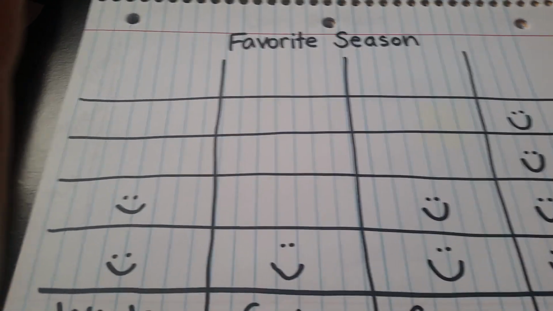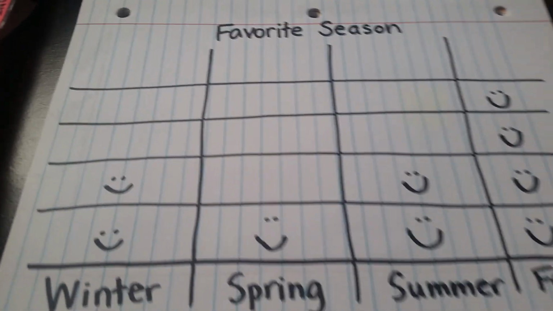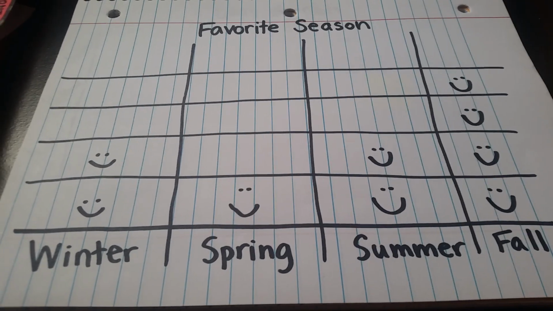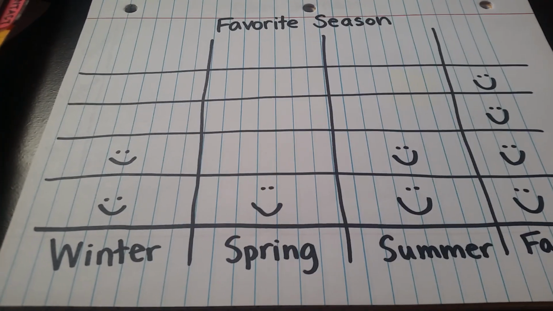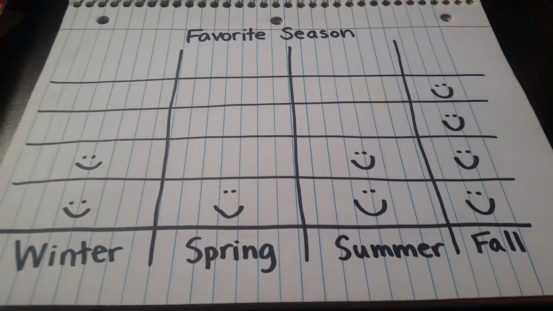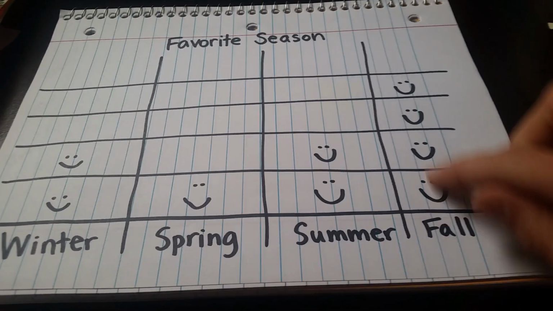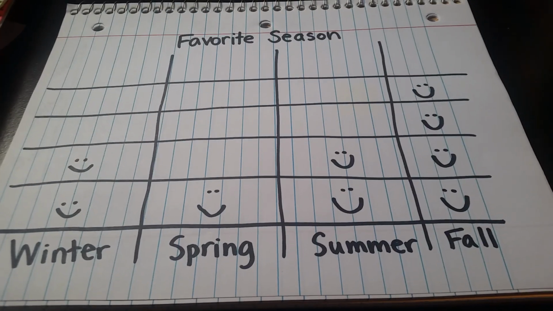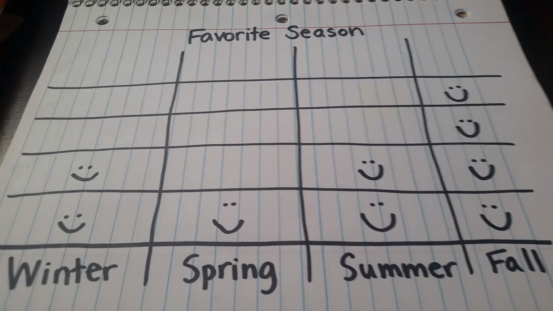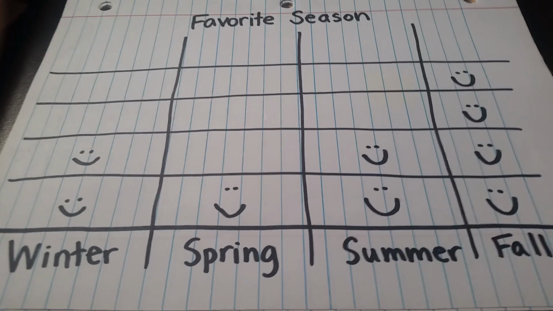All right, really nice. Another really common thing that people want to know when they're taking surveys is what is the most popular answer? The most popular means that the most people picked it. So in this graph, the most popular answer is fall. Most people's favorite season is fall. We could also say that's the most common answer.